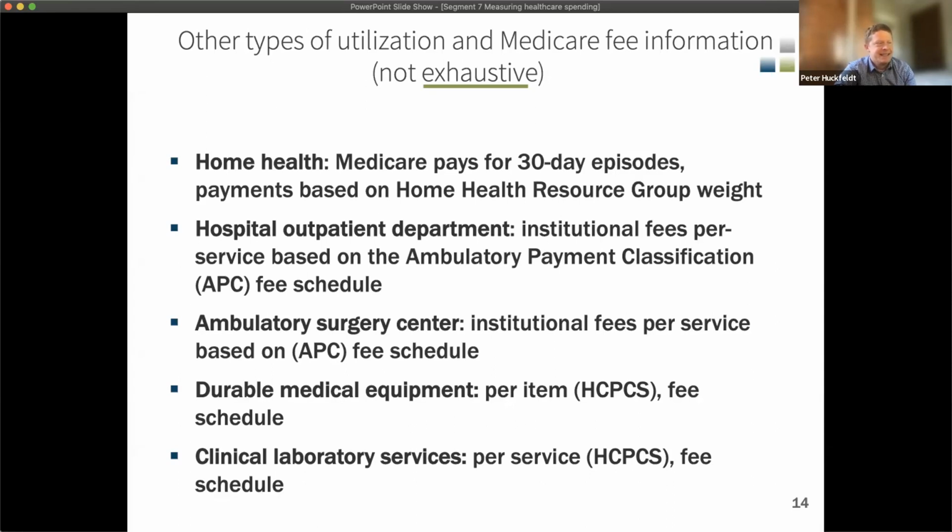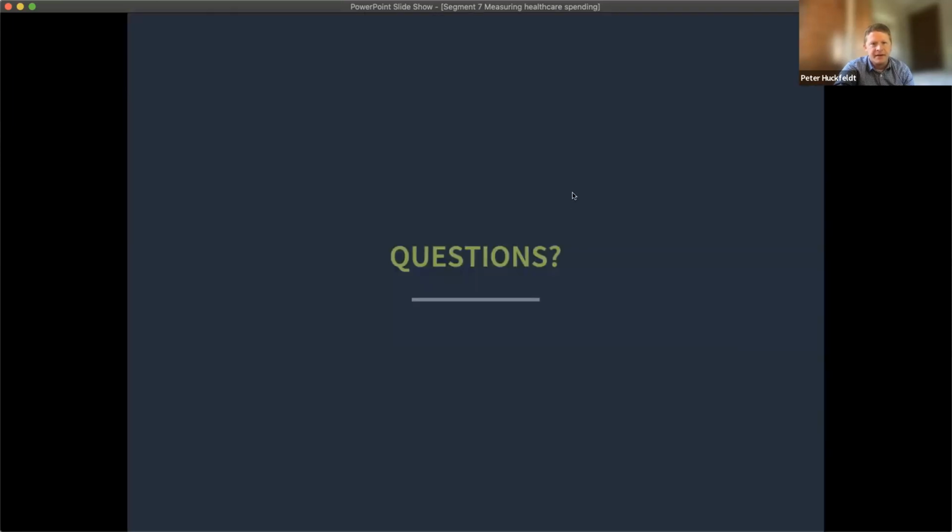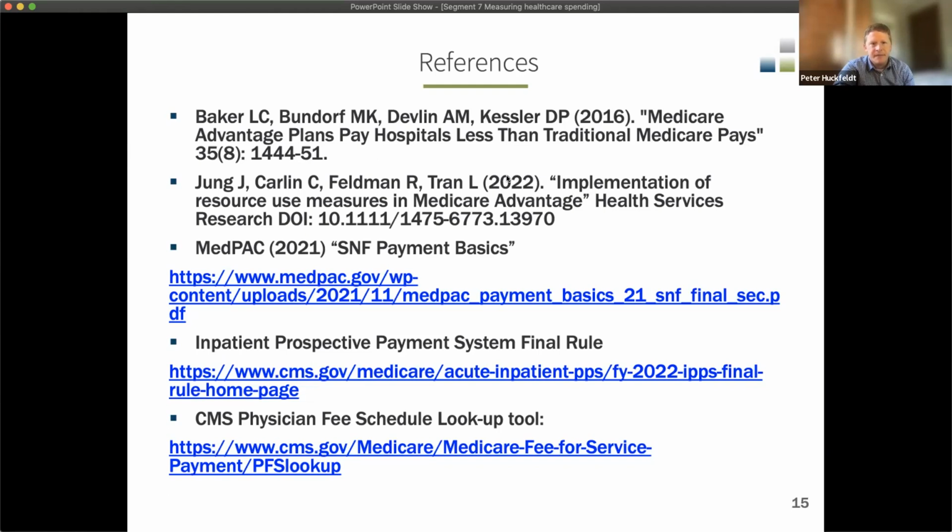I will say, I think this approach makes sense conceptually. If you talk to Jia Zhang about her work in the HSR paper, it gets pretty complicated to implement in practice, but I think her paper definitely includes some lessons learned that could help you get started. All right, so here are some references. This is her paper from 2022 that I think is worth checking out. Here are some links to the inpatient prospective payment system final rule. This is the CMS physician fee schedule lookup tool, and there is definitely some really useful information on those pages.